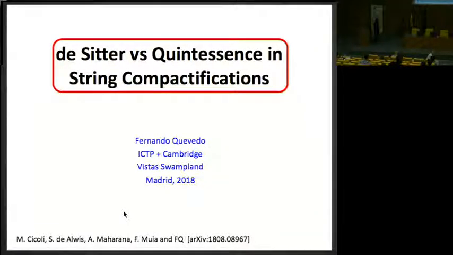This work is based on a collaboration, a paper that came out a few weeks ago with Michele Ciccoli, Shanta De Alwis, Anshul Maharana, Francisco Moya, and myself. It has exactly the same title. I will base my talk on that paper, and I will refer to it for details because the paper is long and I can only cover a small amount of it.